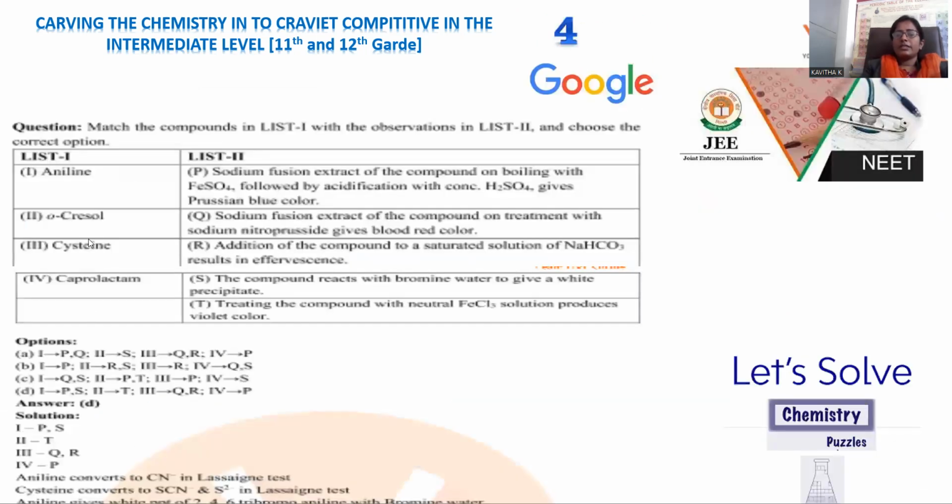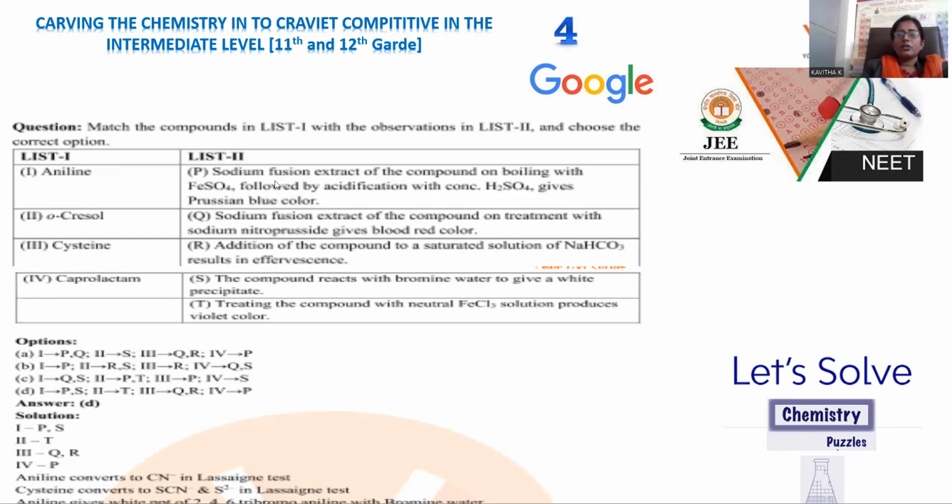Question number 4 again is the kind of match the following question only, where you can find aniline, cresol, cysteine, caprolactam. All these are said to be organic compounds. And what kind of determination test? That means their detection. We are identifying these compounds. So those are given in the list number 2. Okay. For aniline, the correct answers are P and S.